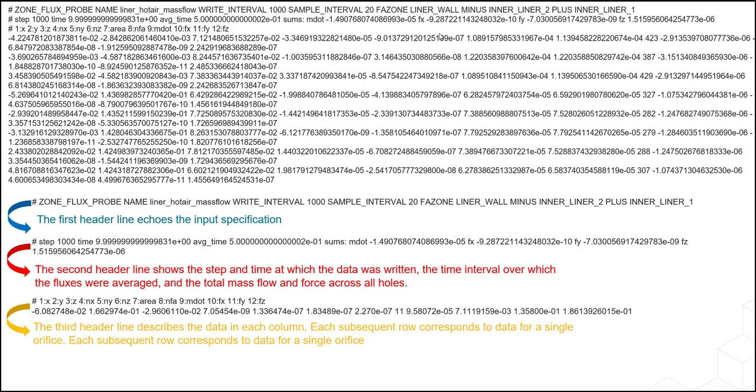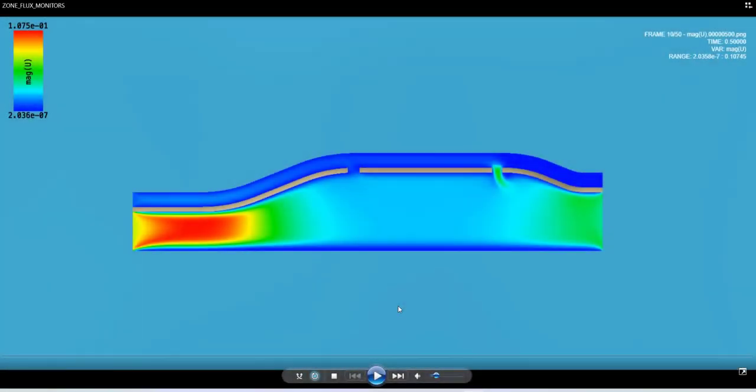The third header gives the mass flow rate of the corresponding single orifices, which is provided by the corresponding row and the column of the orifice in that zone. Let us see the results of this sample case.